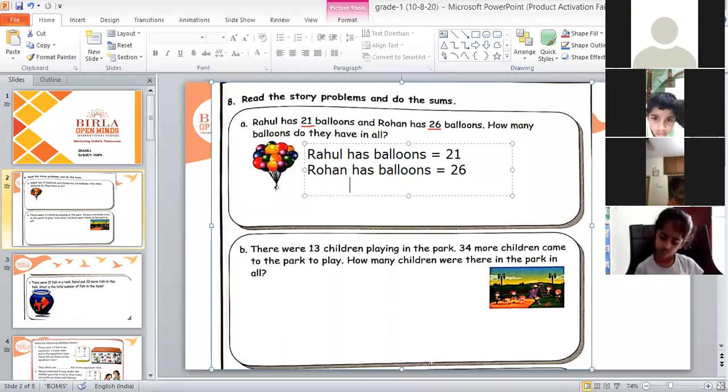Sorry, these are 2-digit numbers, so we will arrange them in ones and tens form only. If there is a 3-digit number, then we will arrange that number in ones, tens and hundreds form. But this is a 2-digit number, so we will arrange this in ones and tens only. Okay.